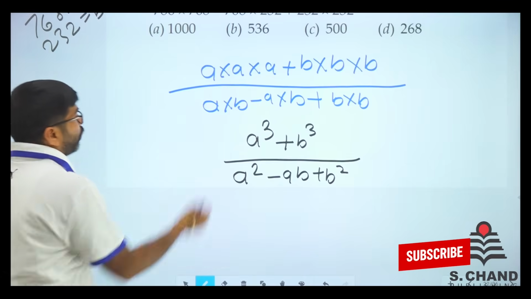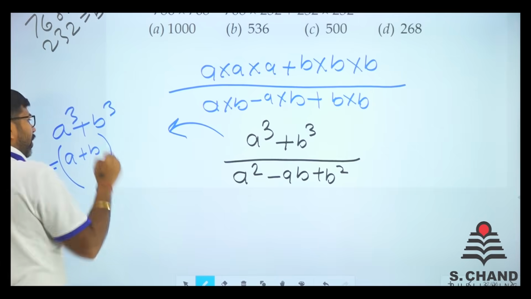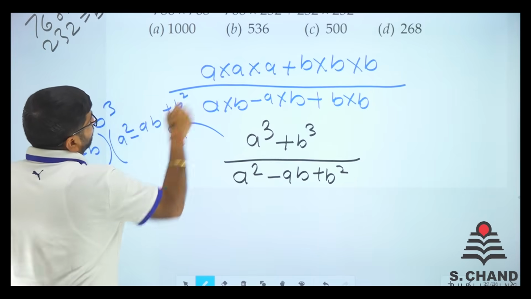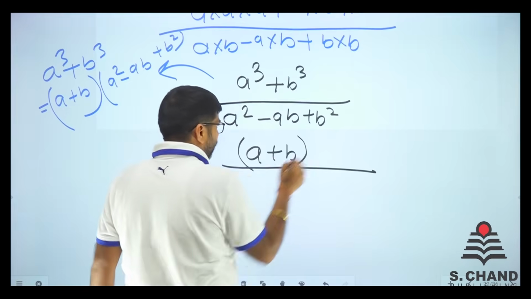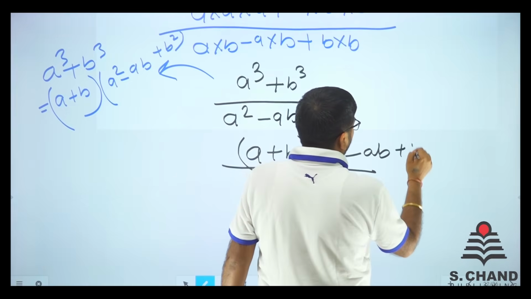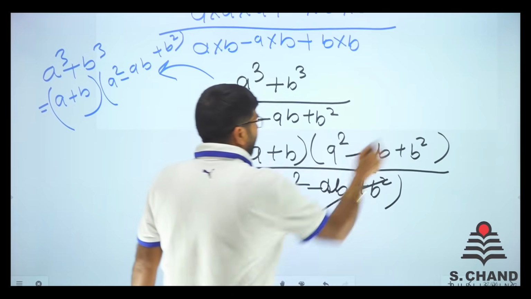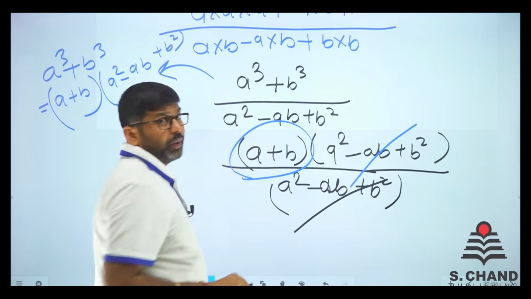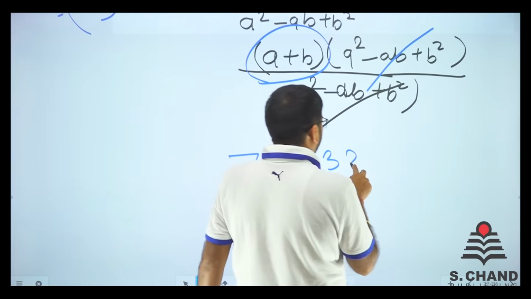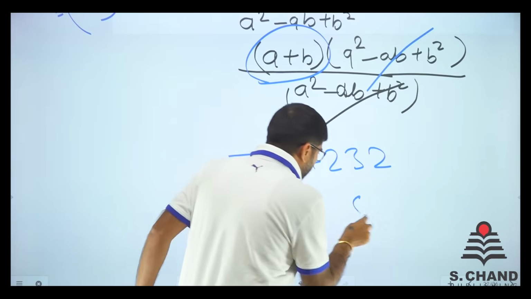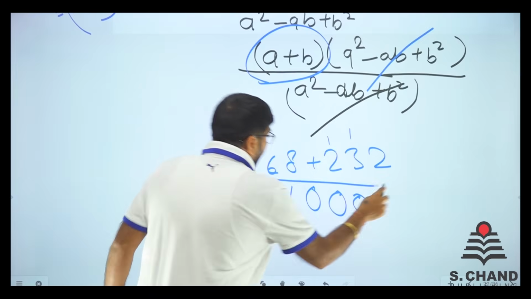Now from the formulas, if you remember, A cube plus B cube is equal to A plus B into A square minus AB plus B square. So putting this value here, what I get is A plus B into A square minus AB plus B square, and here we have A square minus AB plus B square. So just cancel it out, we'll get A plus B. We need to find out just A plus B, that is it. So 768 plus 232, that is A plus B, just add them. 2 and 8 is 0, we get 1. 6 and 4 is 0, we get 1. 7 and 2 and 8, 1, again 0 and 1. So it comes out to be 1000.